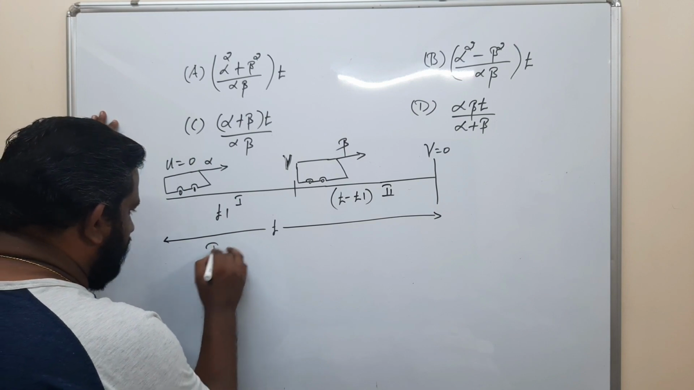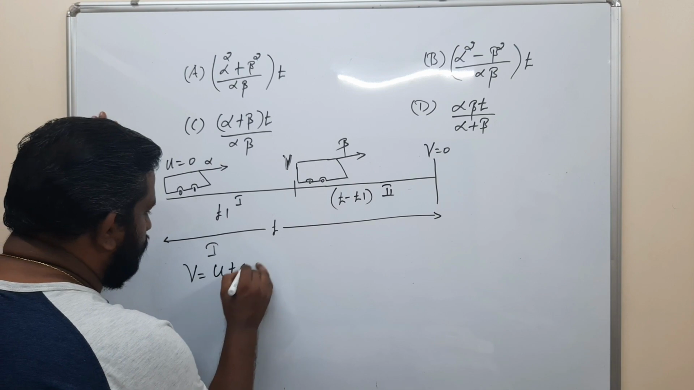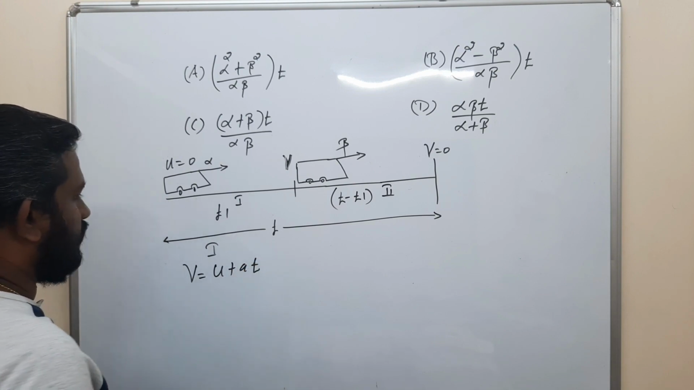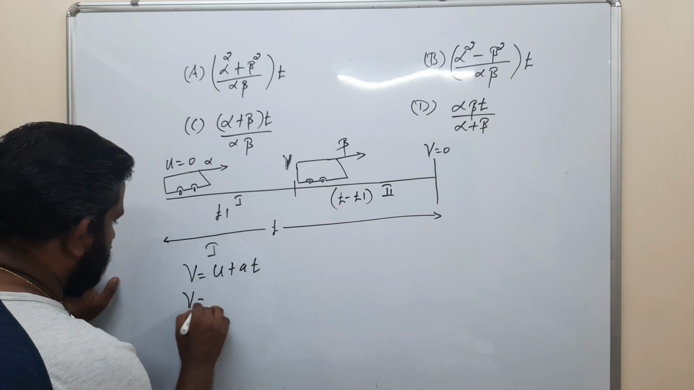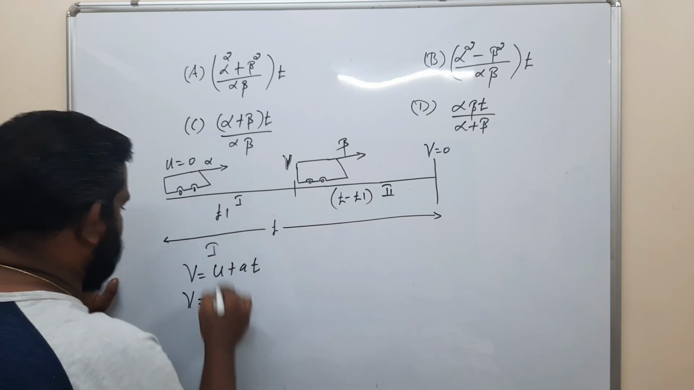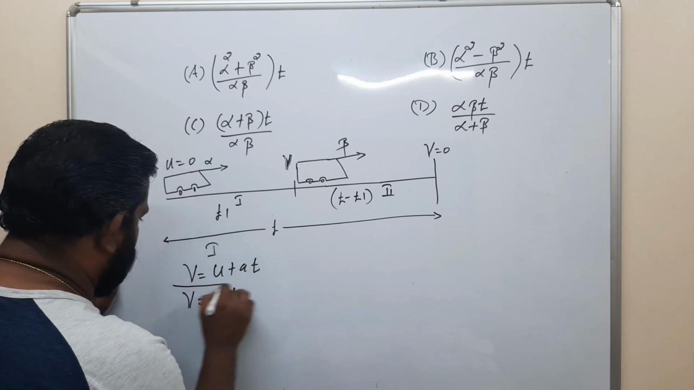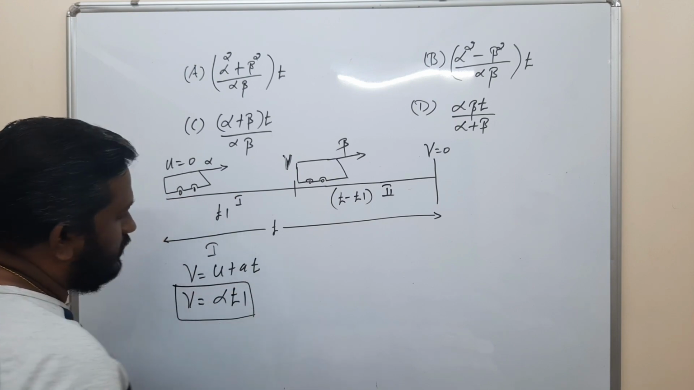For the first part of the motion I am using the kinematic equation v is equal to u plus at. What is the initial velocity? 0. What is the acceleration? That is alpha. What is the time taken? That is t1. So v is equal to alpha t1.